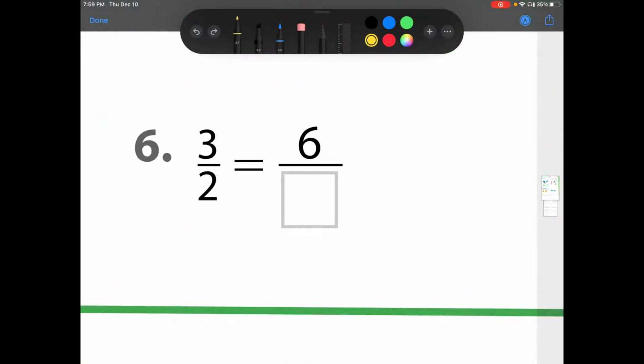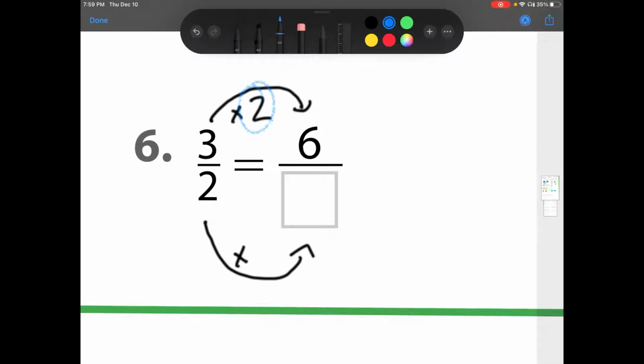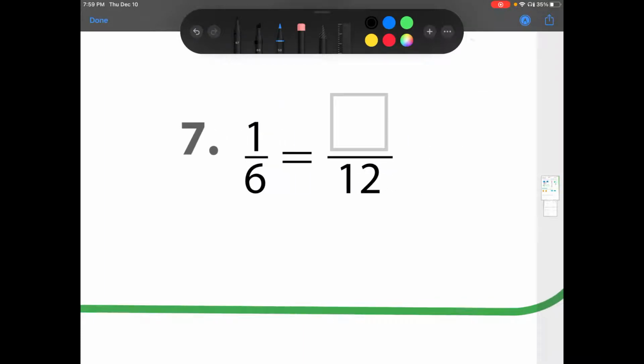So now our same thing, how did I get from 3 to 6? What did I multiply it by? Well, it looks like I multiplied it by 2. And we have this saying that we're going to hear over and over again. Whatever you do to the numerator, you have to do to the denominator. So what do I have to multiply the denominator by? I multiplied it by 2 on top, so I need to multiply it by 2 on the bottom. Now 2 times 2 equals 4.